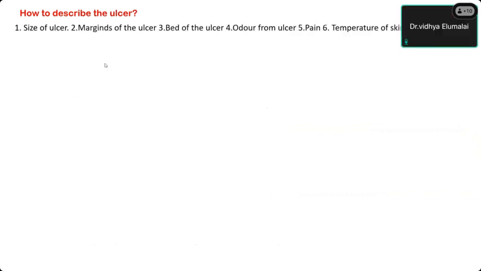So, discontinuity in the epithelium. No. Whenever you describe the ulcer in the surgical case presentation, what are all the things you say about the ulcer? Size, shape, extension, edges, floor of the ulcer, odor from the ulcer, pain and temperature of the skin. Okay? So these are all the things that you have to declare.